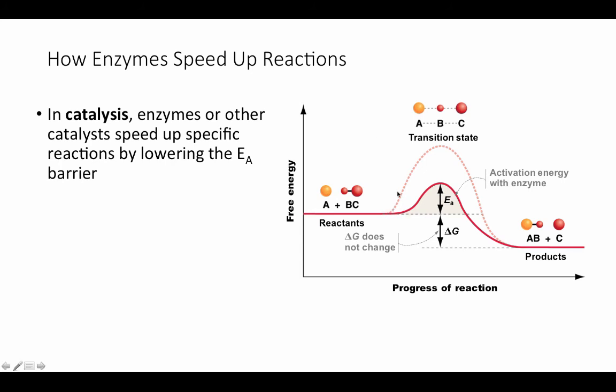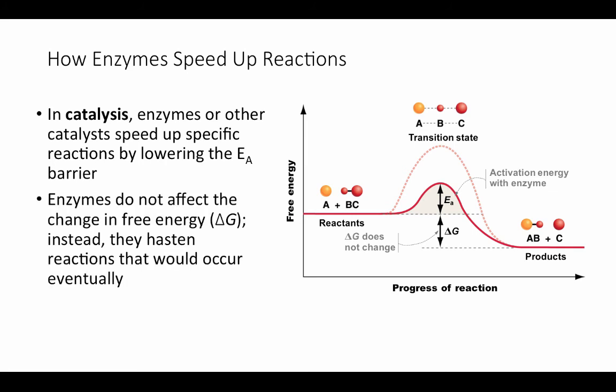So they're going to take this hump and make it a little bit smaller so that the kinetic energy that's available due to the temperature is going to be enough to make this reaction proceed. One thing to notice here is that the enzyme does not in any way affect the free energy change of the reaction itself. It just makes it easier to get over this hump to get from reactants to products. They don't change endergonic reactions into exergonic reactions. They just increase the rate at which reactions that would have occurred anyway, now they're going to occur faster.